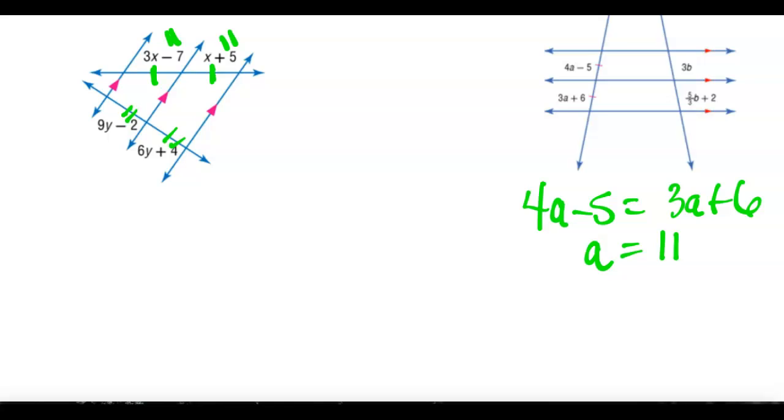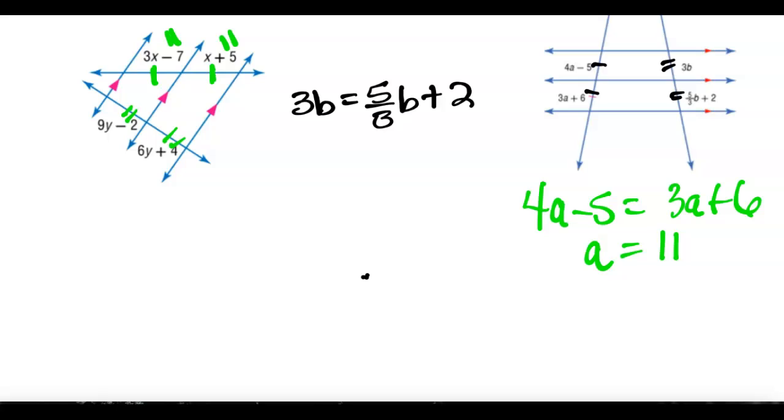Okay, solving for A on this one is a little bit easier than solving for B, so I'm going to give you a strategy for working with the fractions, because I know everybody kind of gets freaked out when working with fractions. So if this is congruent to this, then this here is going to be congruent to that. So 3b is equal to 5/3 b plus 2.